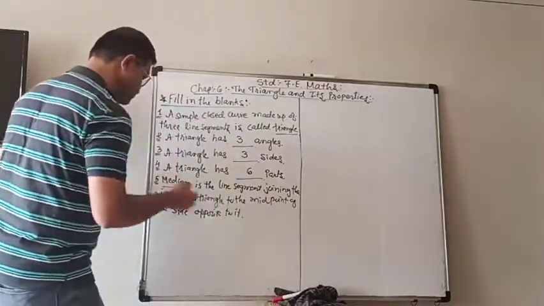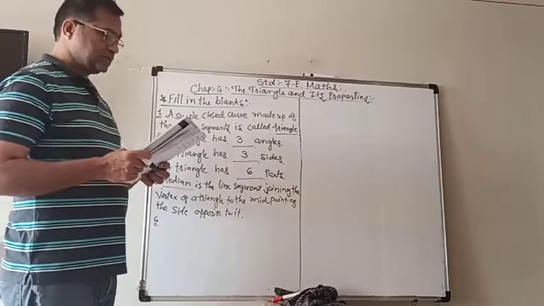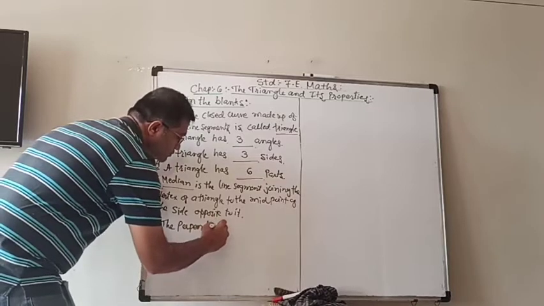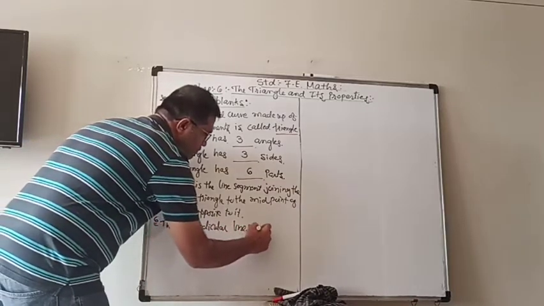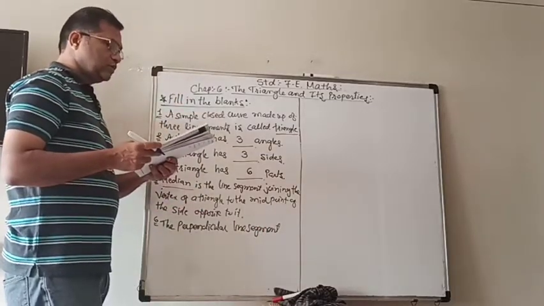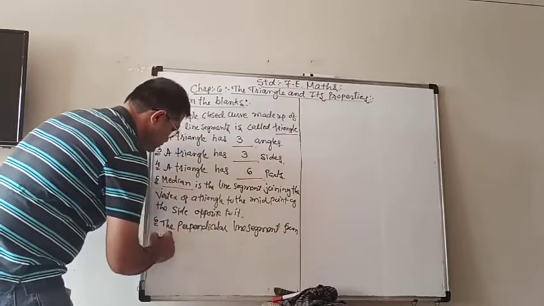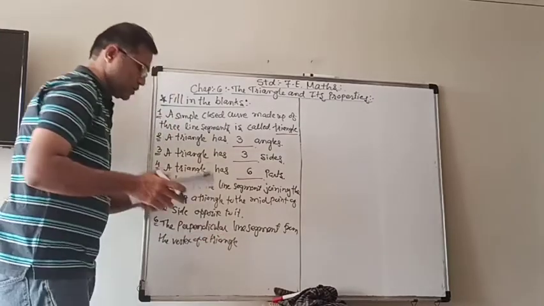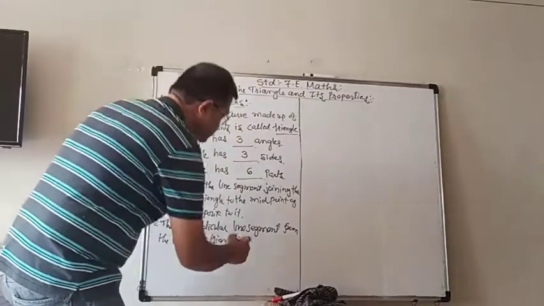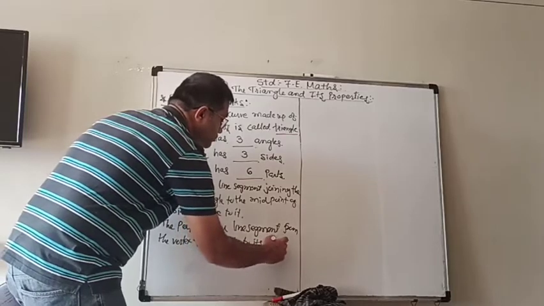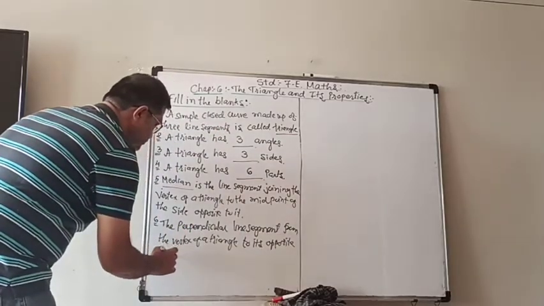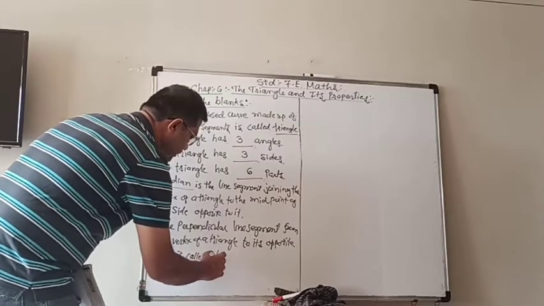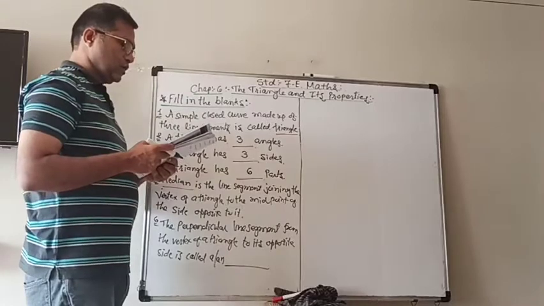Let's do the next one, sixth. The perpendicular line segment from the vertex of a triangle to its opposite side is called A or N, dash of the triangle.